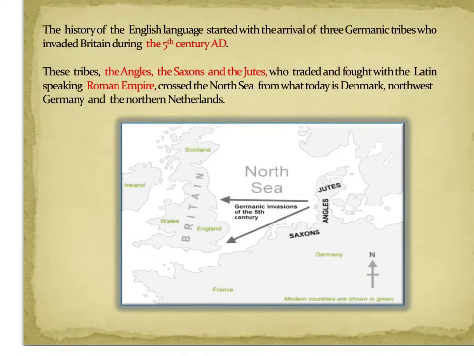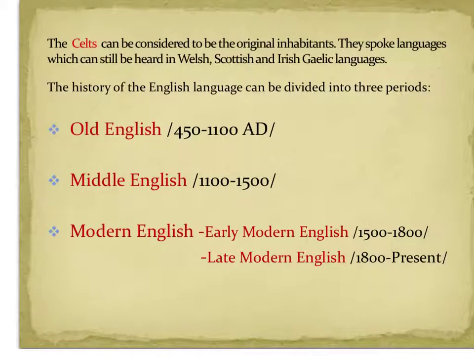The history of the English language started with the arrival of 3 Germanic tribes who invaded Britain during the 5th century AD. These tribes, the Angles, the Saxons and the Jutes, who traded and fought with the Latin-speaking Roman Empire, crossed the North Sea from what today is Denmark, northwest Germany and the northern Netherlands.